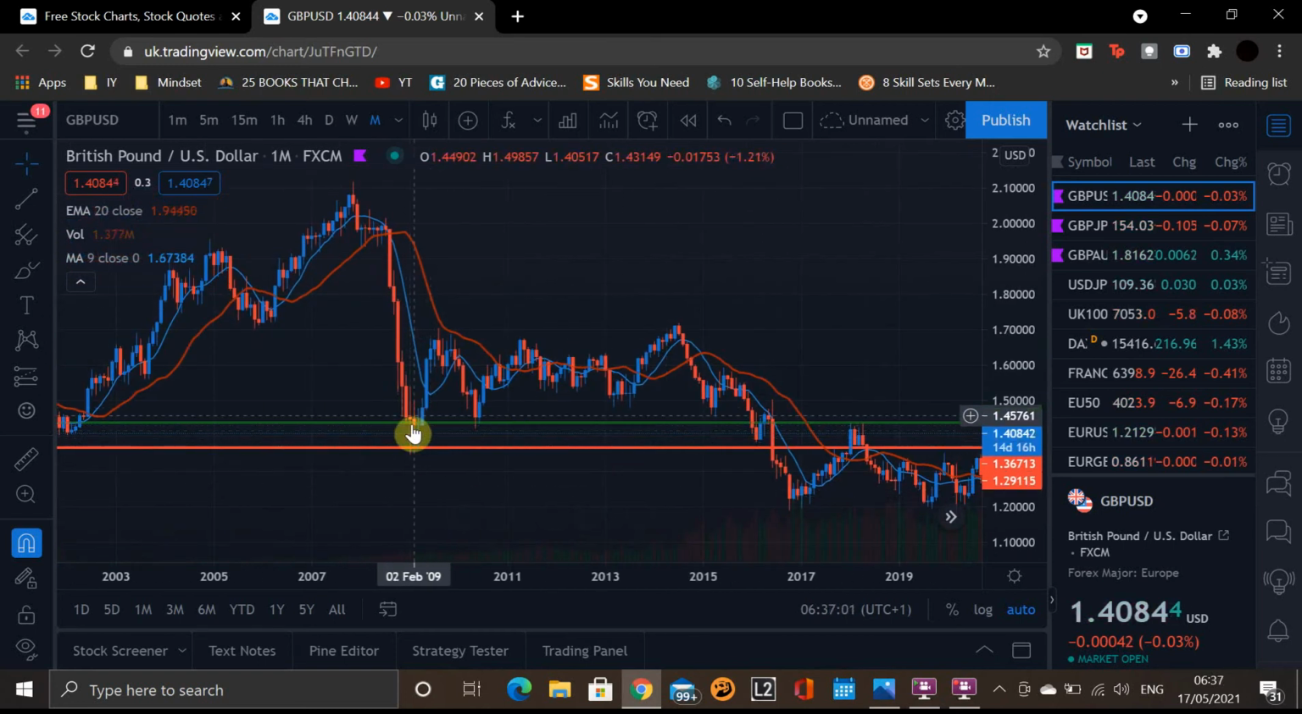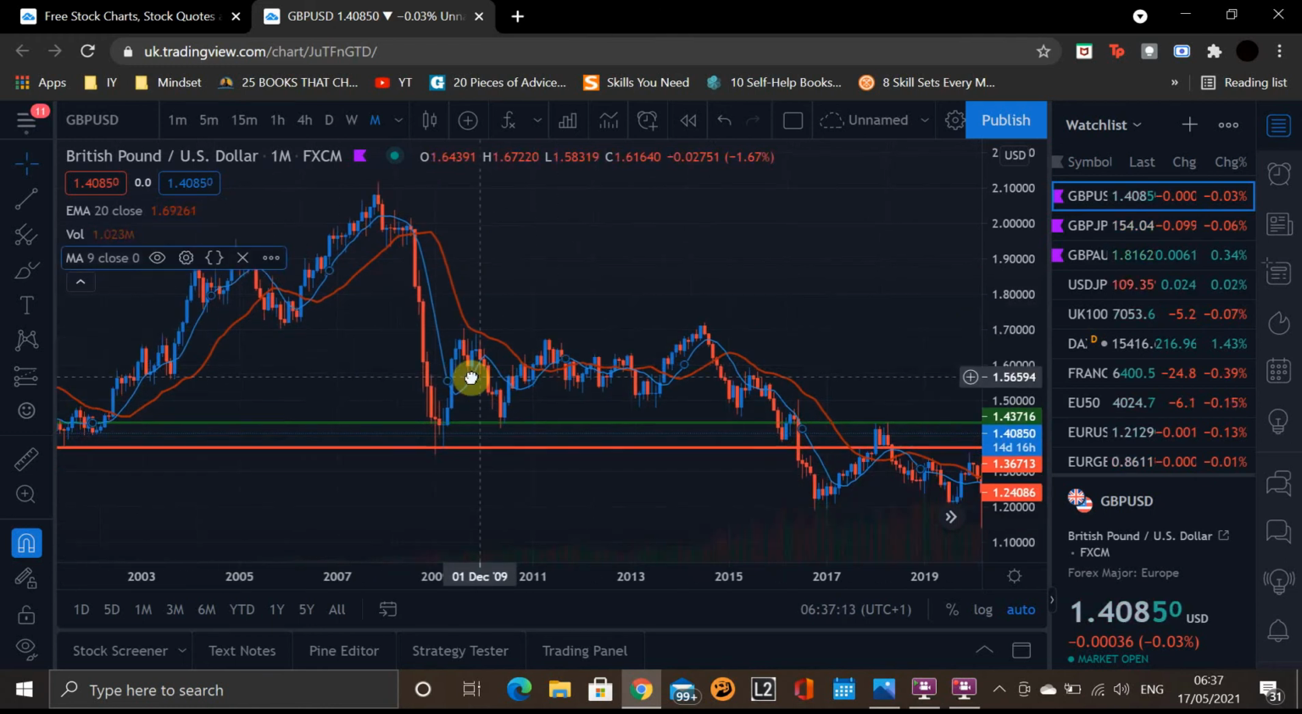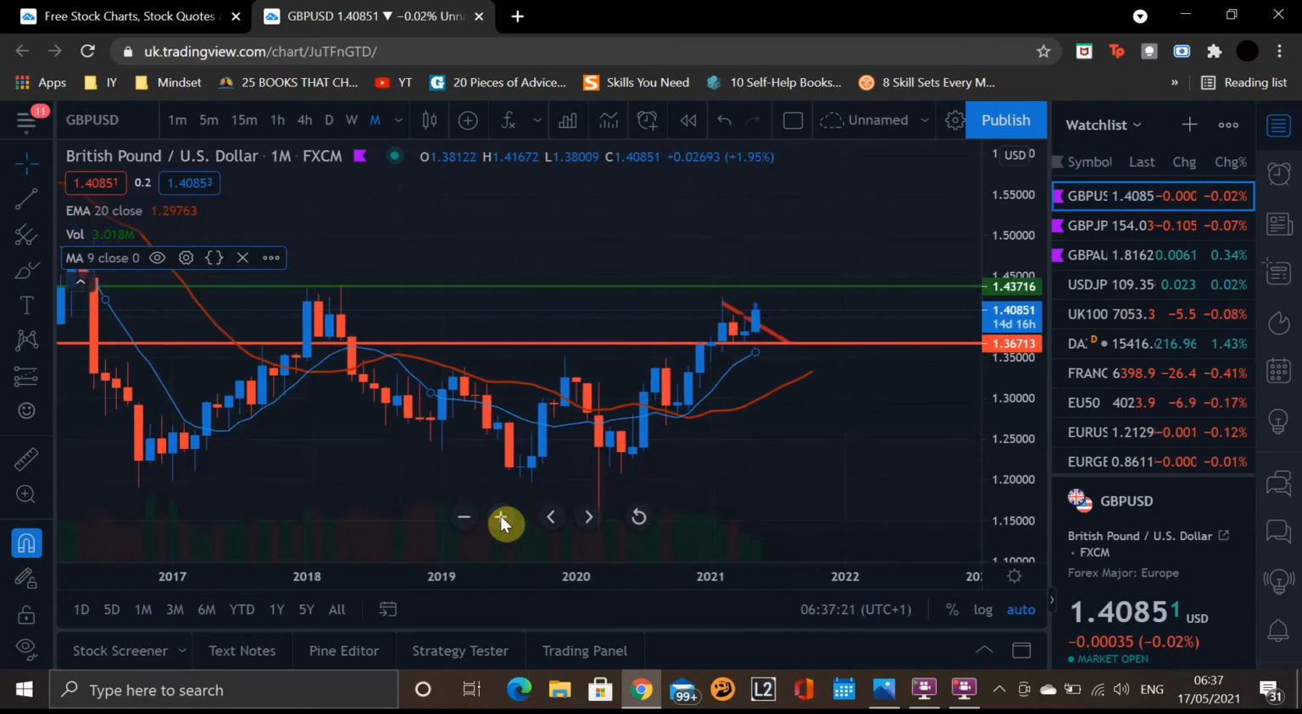It touched it here back in 2009, it touched it here in 2010. Could even argue maybe 2001, 2003, but not really. Mainly it touched it in 2018. And then I see here, it's almost about to touch it in 2021, so where we are right now. So it makes me think that there's a possibility that this could be trying to go to the upside.